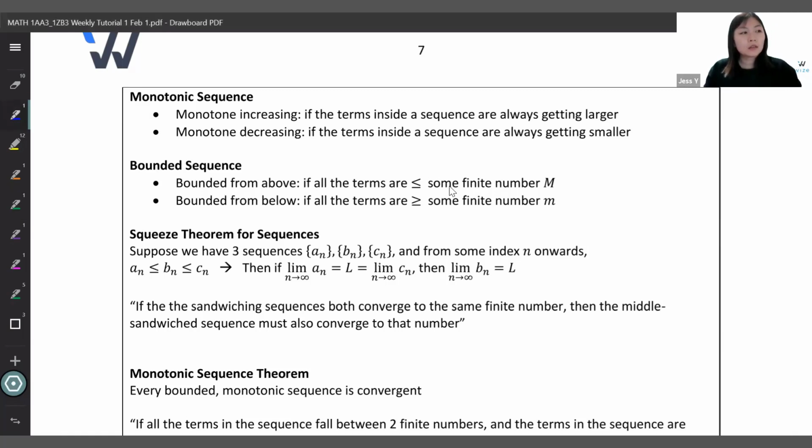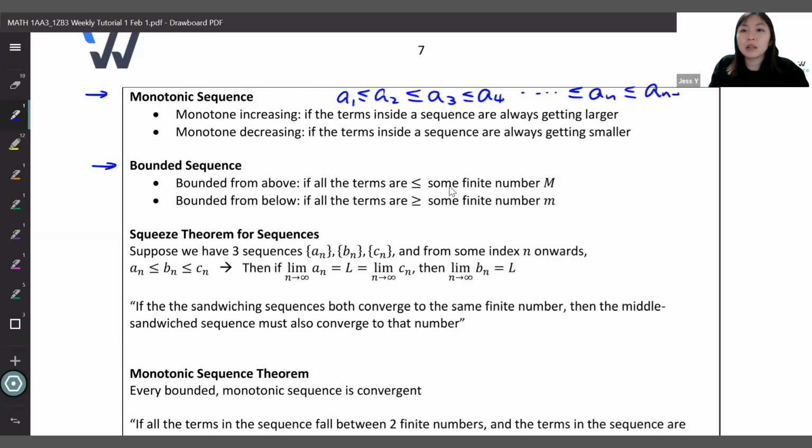Okay, so there are a couple of definitions that are important when it comes to sequences. One of them is called monotonic or monotone, and the other is called bounded sequence. A monotonically increasing sequence just means that the terms inside the sequence are getting bigger and bigger. So from A1 to A2, A2 is going to be bigger than or equal to A1. Then A3 is bigger than or equal to A2, A4 is bigger than or equal to A3, and so on. So in general, your A(n+1) term is going to be bigger than or equal to your general An term. Your terms just get bigger and bigger and bigger.